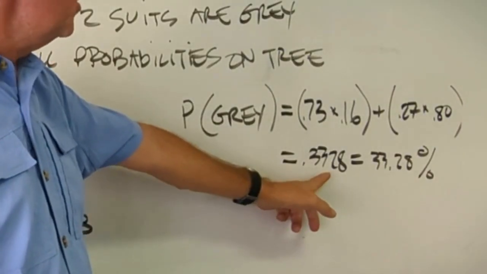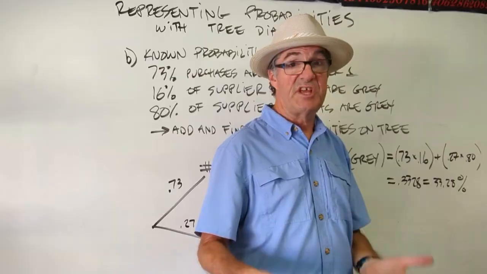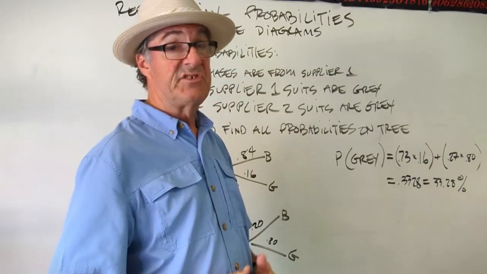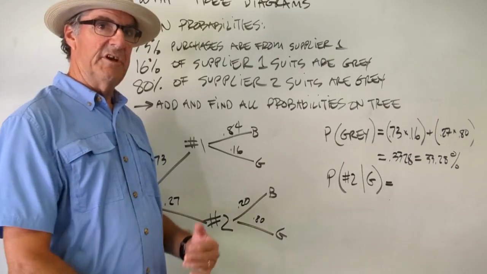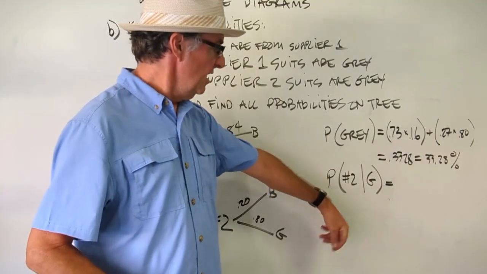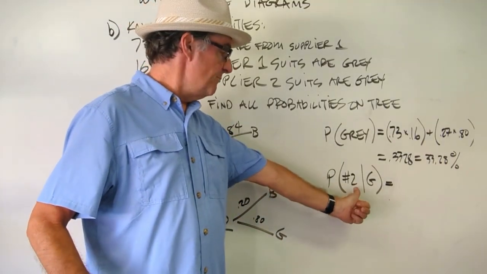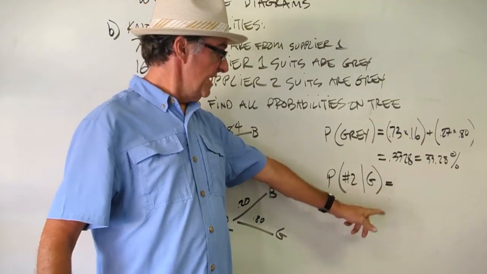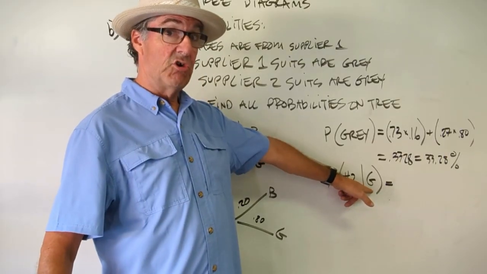I get 0.3328, which is a 33.28% chance that he buys a gray suit. Okay, this one's a little bit more complex. The second probability I want you to calculate is: what is the probability that he bought from supplier 2, given that he bought a gray suit?